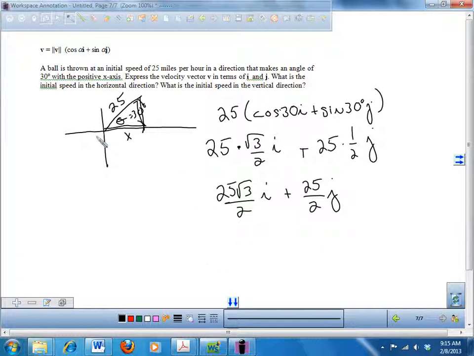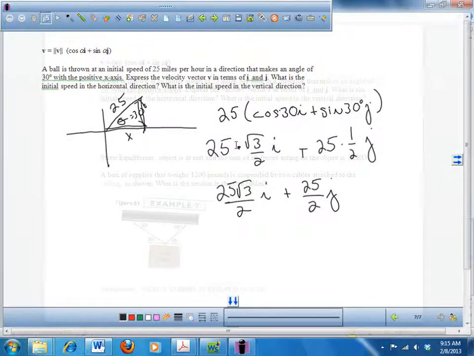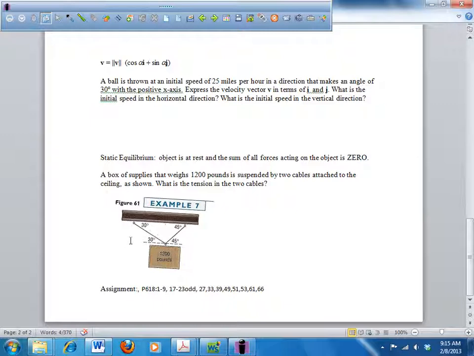That means that whatever that number is, 25 times 1.7 over 2, the ball is going that fast in the x direction and that fast in the y direction. That's very important for figuring out how long the ball is going to be in the air, or how long until it hits the ground, and stuff like that. The next problem, which is static equilibrium, we're going to wait on.